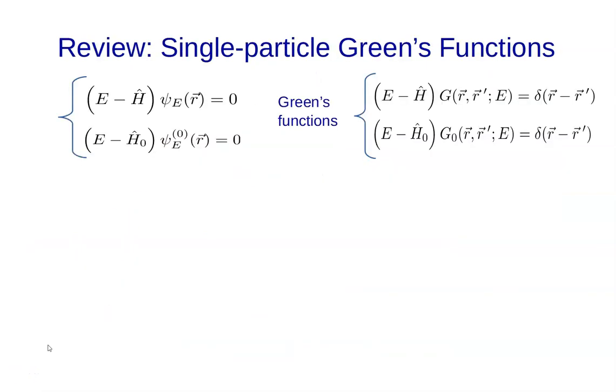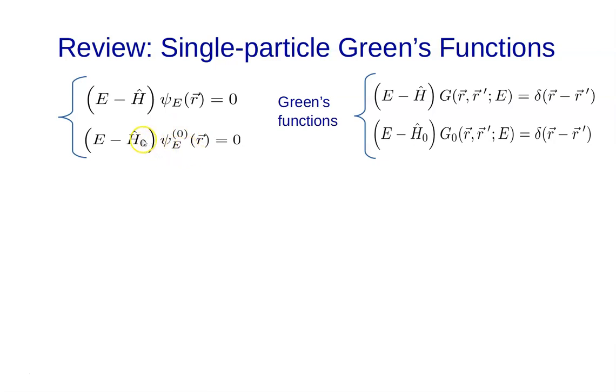Alright, so let's start by reviewing the single particle Green's functions. Remember that if we have Schrodinger's equation with a given Hamiltonian, the solution for a given energy will be given by this. So this would be a solution to this operator. And we also have the non-interacting Hamiltonian, which sometimes we call the free Hamiltonian, so that H is H naught plus a perturbation. And this will have a solution that in principle is known.